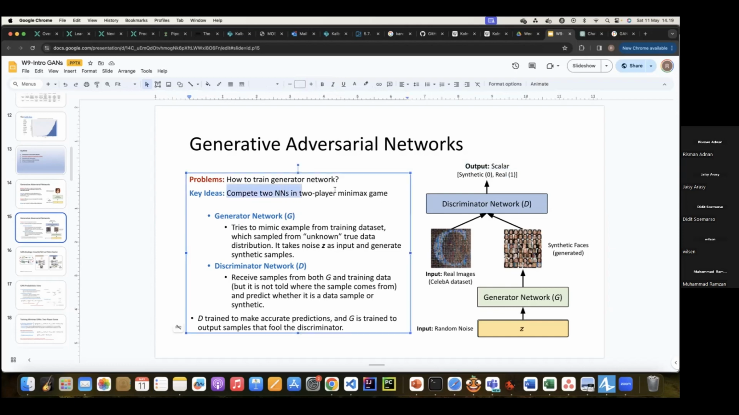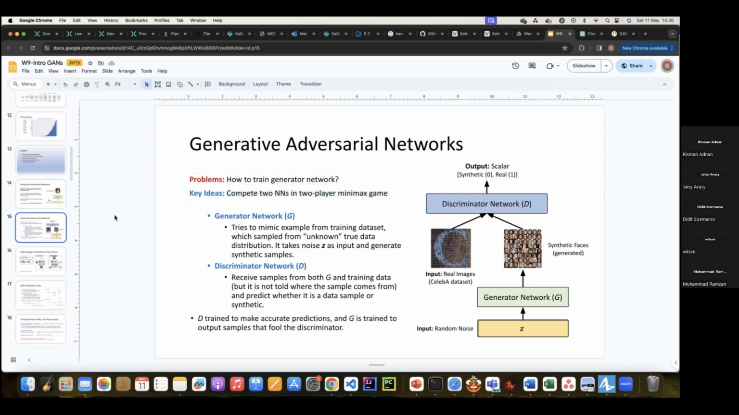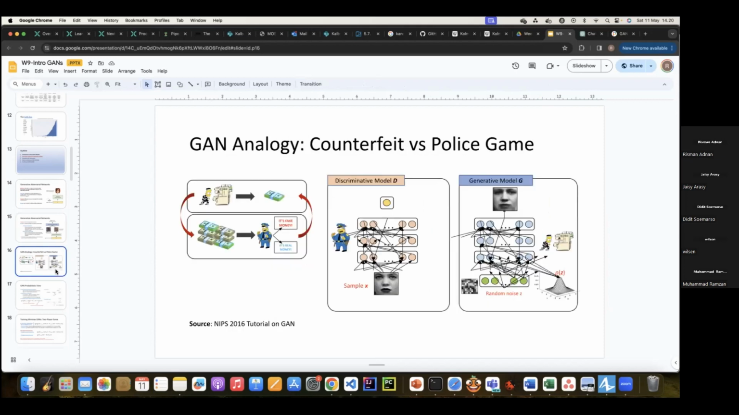So if this is a zero sum game or minimax game, you train toward Nash equilibrium. Nash is a professor in game theory. He said that if you train two neural networks in a zero-sum game, it can reach an equilibrium where the discriminator cannot differentiate anymore whether it is real or fake, and the generator can really generate good images. Okay? So the initial idea of GAN is to reach Nash equilibrium.